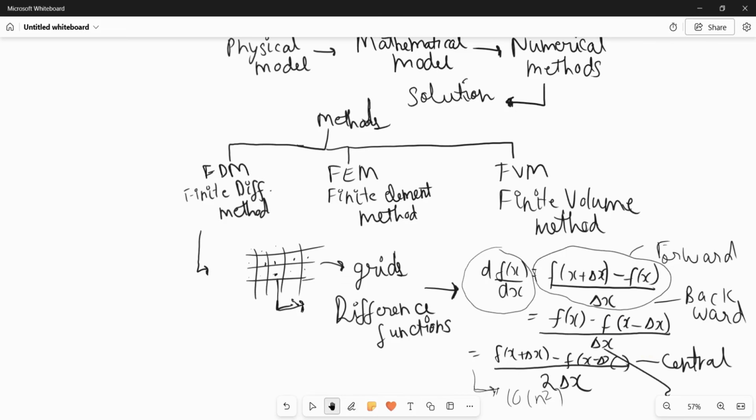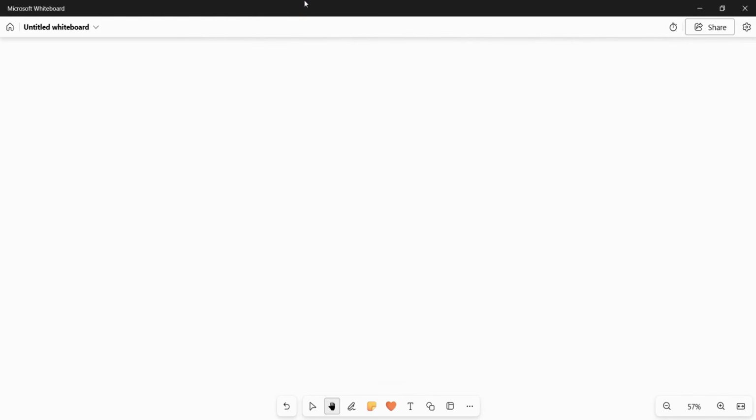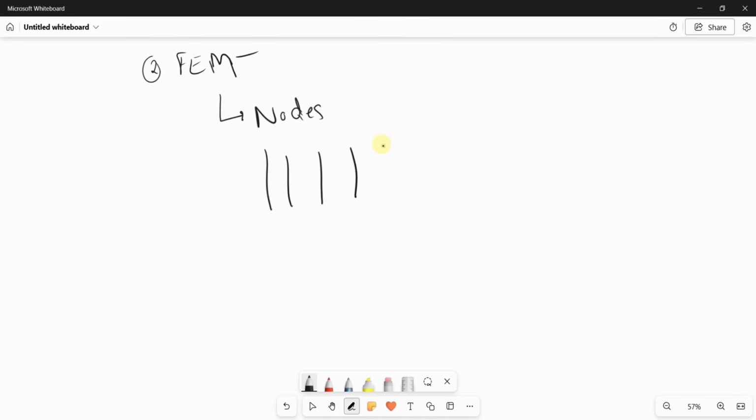Now coming on to, sorry, not FDM, I mean FEM. So let's go down. Okay, now let's go to FEM, the finite element method. In this method, you divide objects or your region into nodes, right? Last time I told you it's grids for FDM. Here you divide it into nodes. I'll just denote them as triangles for now.